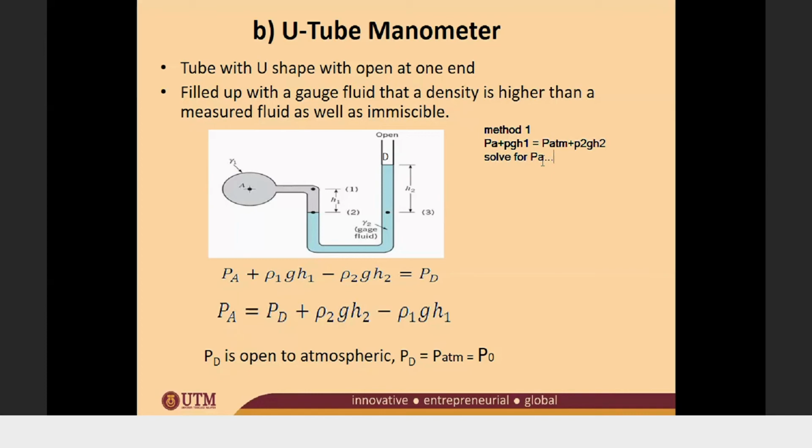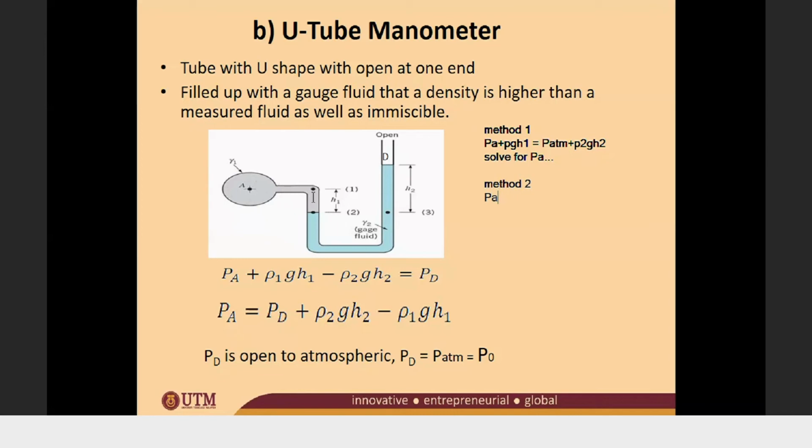That's method 1, which is actually simple, but for a complex manometer it's difficult. So let's do method 2. Let's say you start at A, so you write PA. Then you move horizontally to a point, this point, point 1. And then you go down.